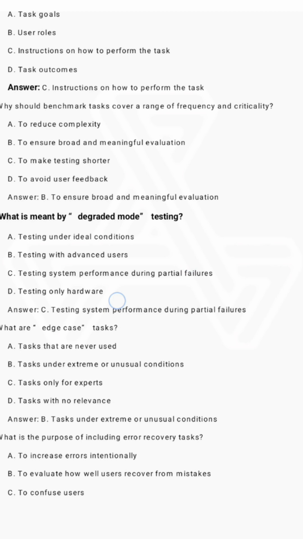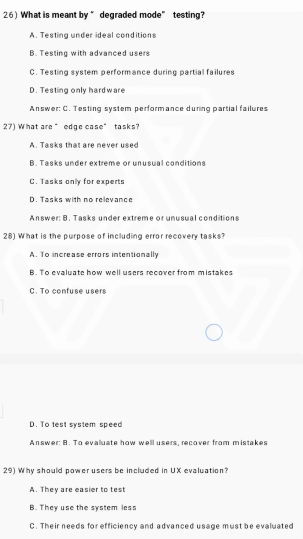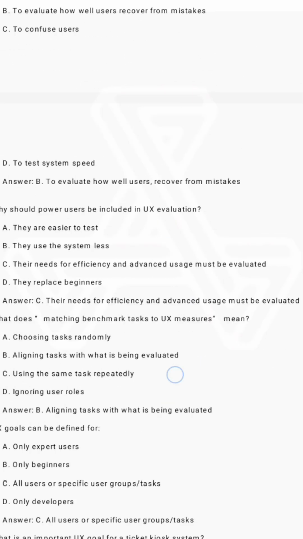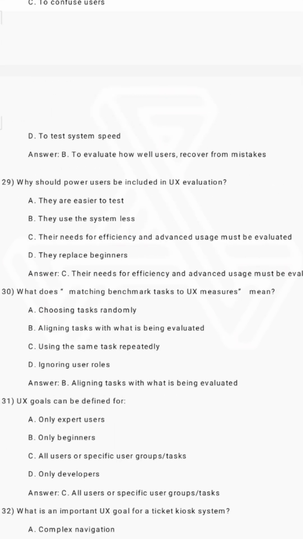What are edge case tasks? Tasks under extreme or unusual conditions. What is the purpose of including error recovery tasks? To evaluate how well users recover from mistakes. Why should power users be included in UX evaluation? Their needs for efficiency and advanced usage must be evaluated.